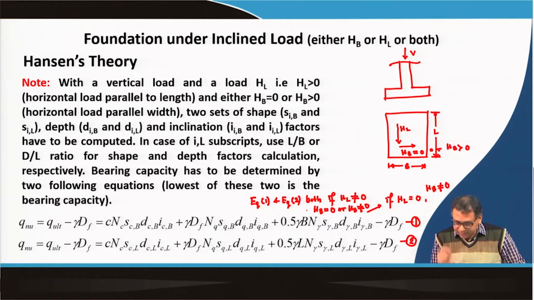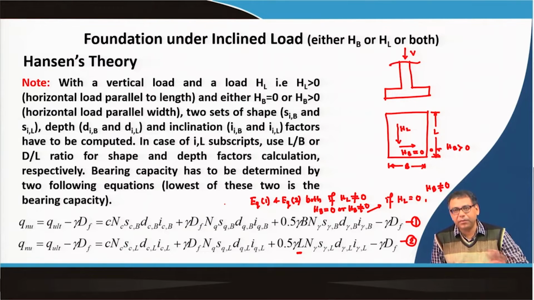But if we have to go for both the sets, then one set is in terms of B, another set is in terms of L, that means we have to interchange B by L and L by B. Now it is not B by L, it will be L by B or dF by L, and in the third term we have to use L, not B. And the lowest of these two will give us the bearing capacity. Clear? Because this is important, because for Hansen theory.